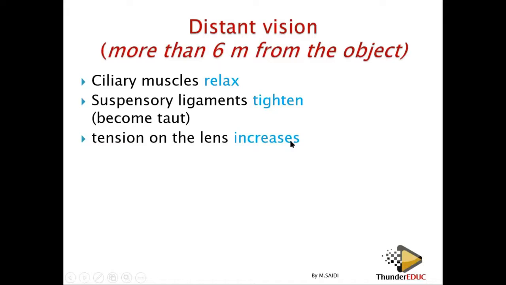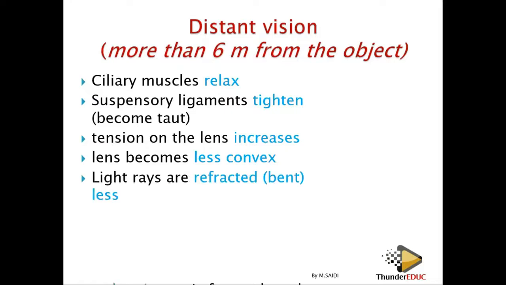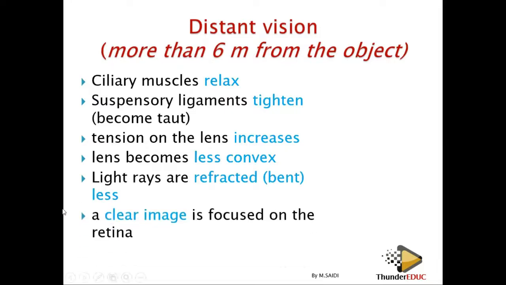In the other one, the tension on the lens decreased, and the lens became more convex, big. Here, the lens becomes less convex, it becomes small. If you increase the tension on the lens, the lens becomes less convex, and if you release the tension on the lens, the lens becomes more convex. That's how it works. Then you're saying that light rays are being refracted less. Why? Because the lens is less convex. And then a clear image is focused onto the retina.